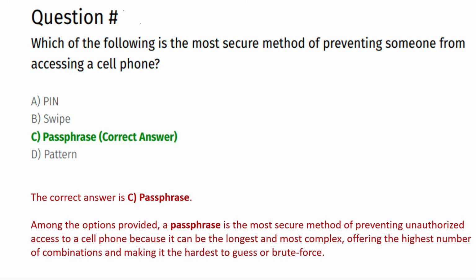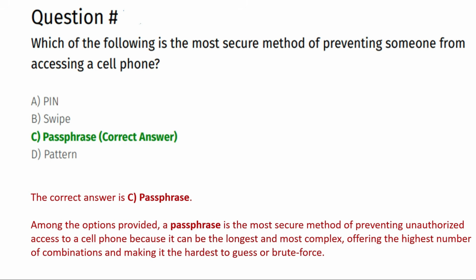The next question is, which of the following is the most secure method of preventing someone from accessing a cell phone? Option A, PIN. Option B, swipe. Option C, passphrase. Option D, pattern. And the correct answer for this question is option C, passphrase. So let's check the explanation.